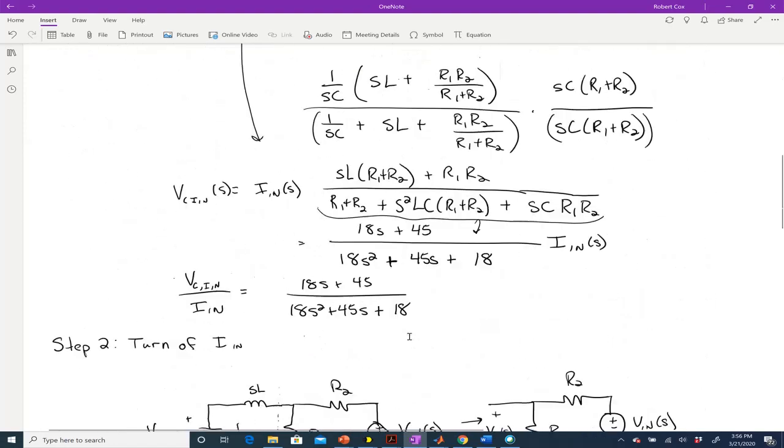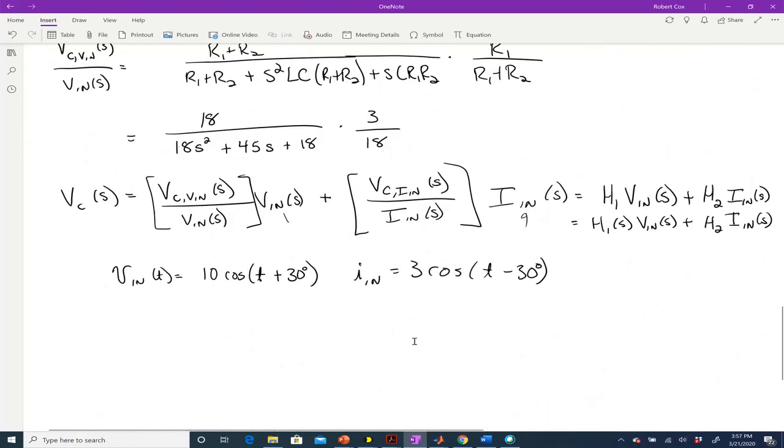Now, in the special case where we have sine waves like this, we don't need to do the Laplace transform analysis. That's what we've already said. So let's look. We've got our two inputs. Vn of t is 10 cosine of t plus 30 degrees, and In is 3 cosine of t minus 30 degrees.